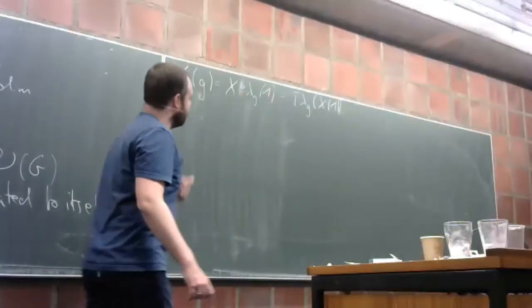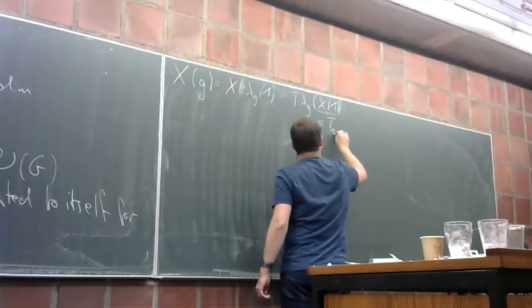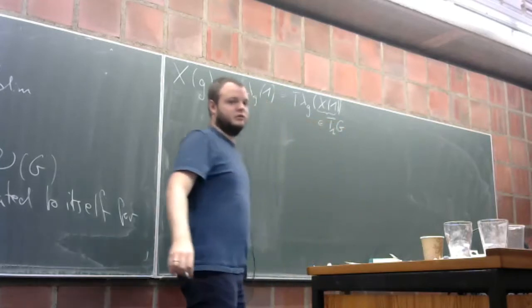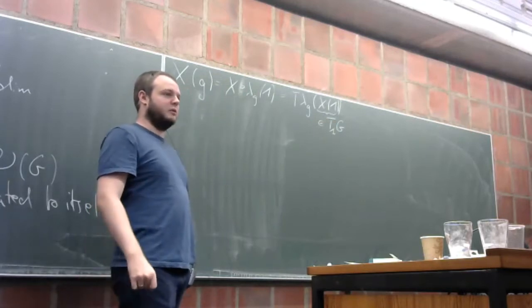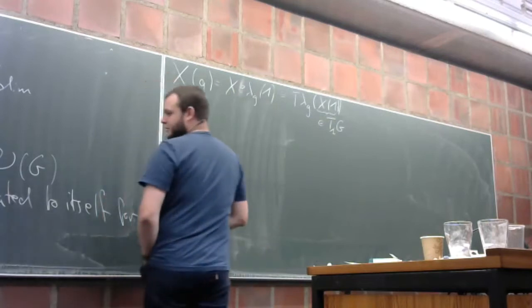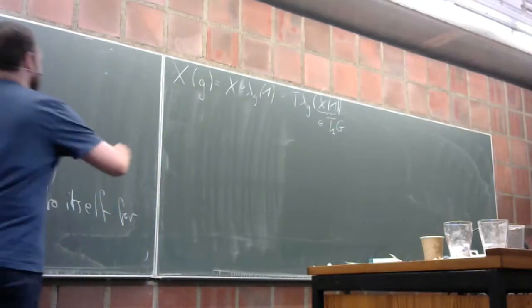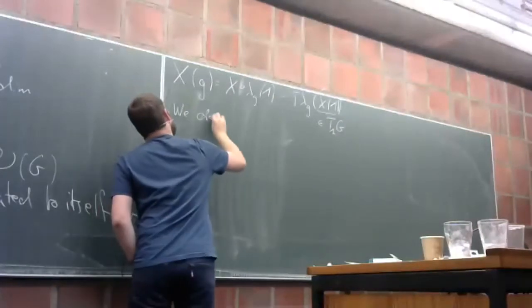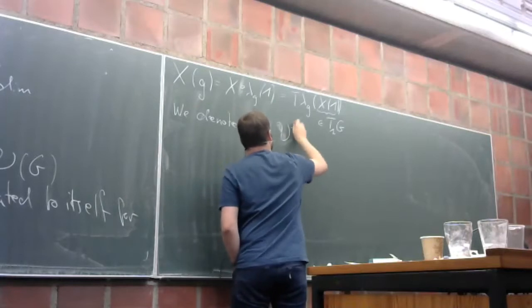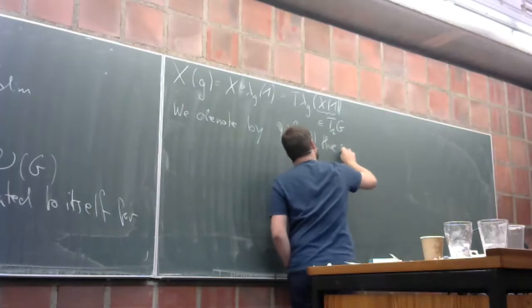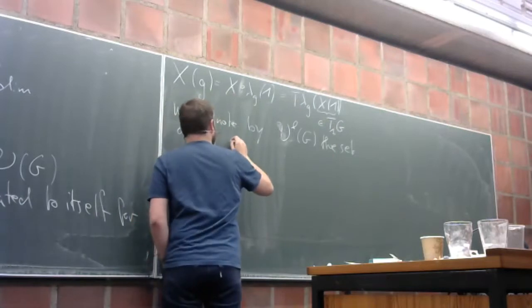So in principle, this element is an element of the tangent space at the identity of my manifold. And we're using the multiplication to propagate this vector in the tangent space over all of G. I should mention, first of all, a little bit of notation: we denote by L(G) the set of all left invariant vector fields.